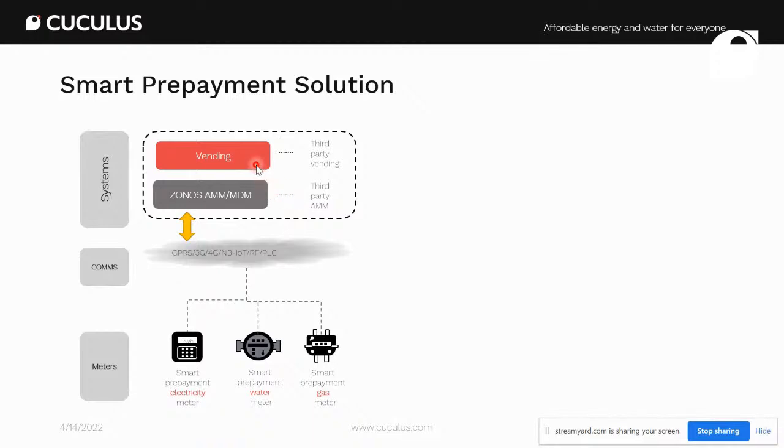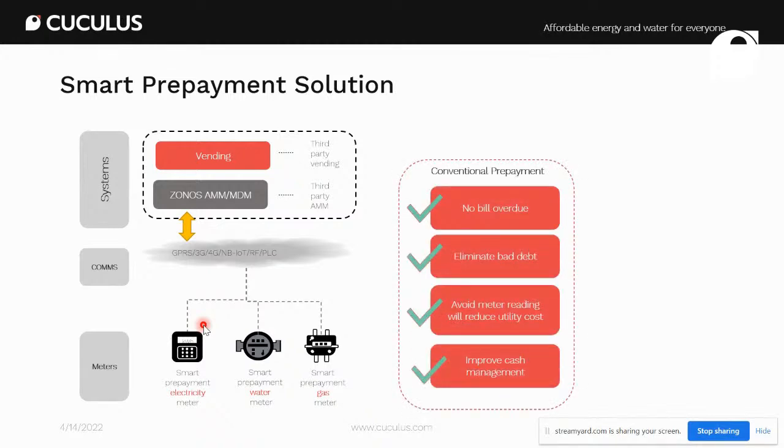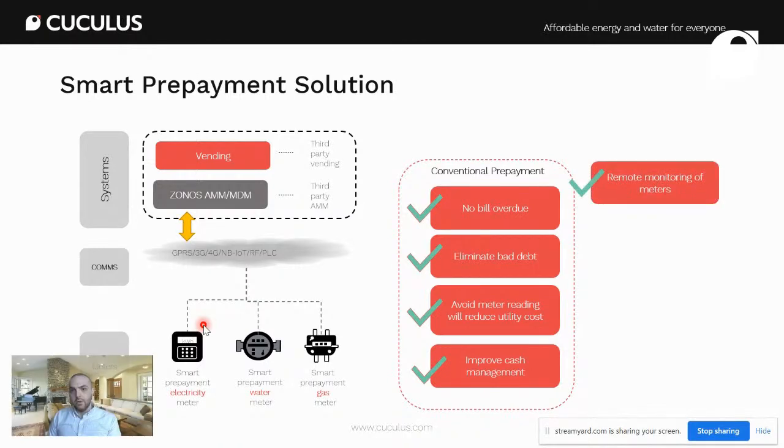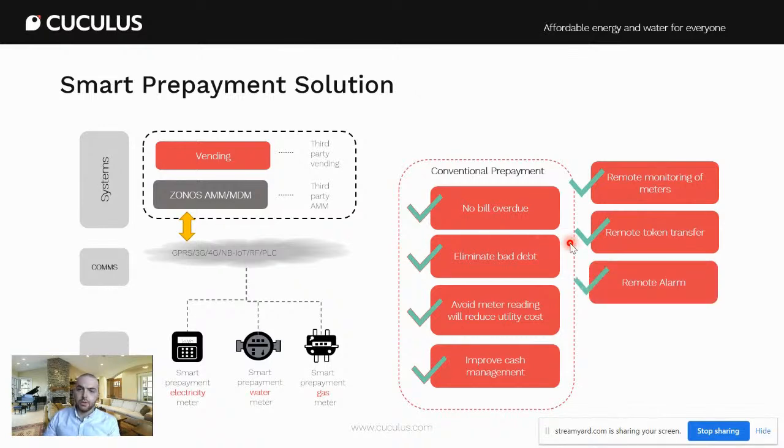And in our case, the vending will generate tokens through the ZONOS MDM, which is our AMI system, and we will transfer the tokens to those meters. So now, in addition to the benefits of conventional prepayment, we will have the following. Since we create two-way communication between the meters and the systems, we will be able to remotely monitor the meters in the field. As I explained, we can remotely transfer the tokens from the system to the meters. And we will also have a remote alarm. What I mean by remote alarm is, for example, when the end user tampers with the meter.